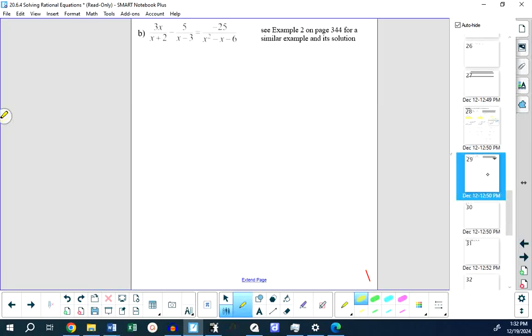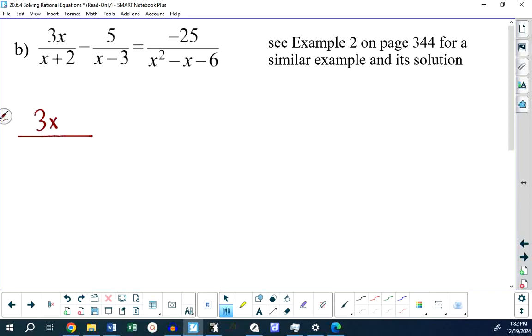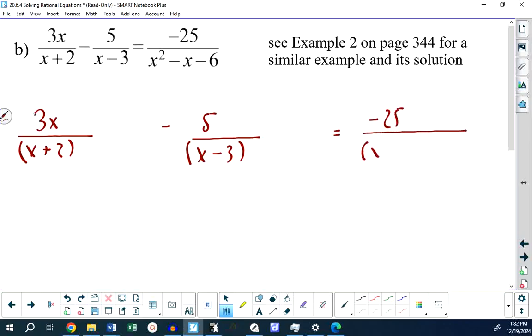It looks complicated. It's not when you break it down. This is 3x over x plus 2. Leave some room because you're going to be multiplying everything by whatever is necessary to clear those denominators. Minus 5 over x minus 3. And luckily, this is equal to negative 25 over x plus 2, x minus 3. I say luckily because that's going to be our common denominator.